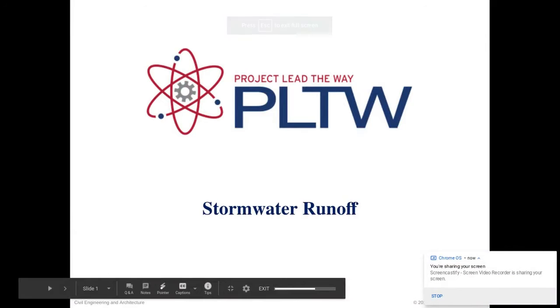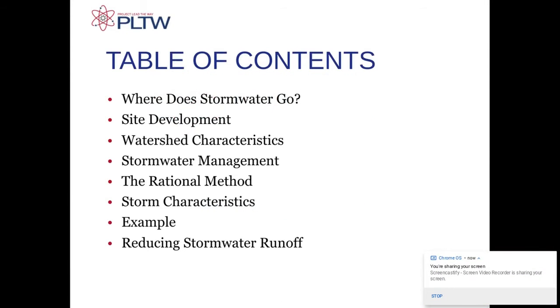So today we're going to be talking about stormwater runoff. All right, so the idea is, where does stormwater go? What does site development have to do with this? What does it mean for a watershed characteristic? Stormwater management, how that's done. And then the calculation, the analysis comes in when we're using, there's lots of different methods to use. One of the simplest and easiest is the rational method. And then we're going to talk about storm characteristics.